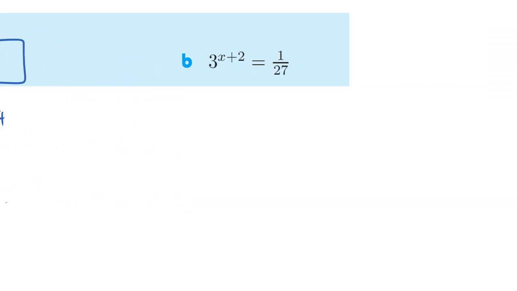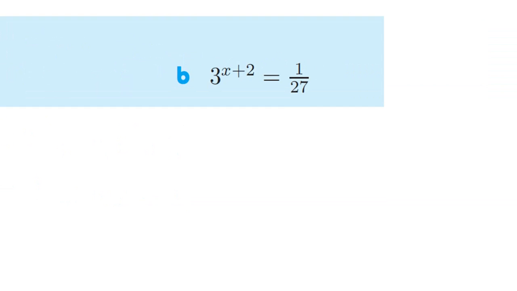Okay, let's use that technique then to do part B. Well, I've got a power of 3, look here, and I recognize that I could probably write 1 over 27 as a power of 3 as well. So let's use that technique again. Let's write that as a power of 3, and then we can drop those base numbers.